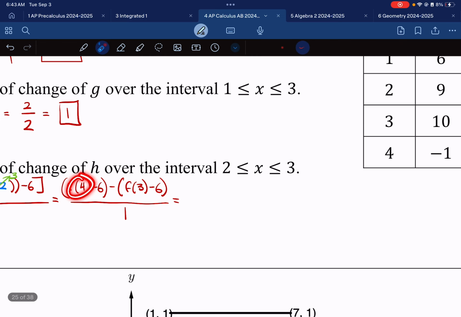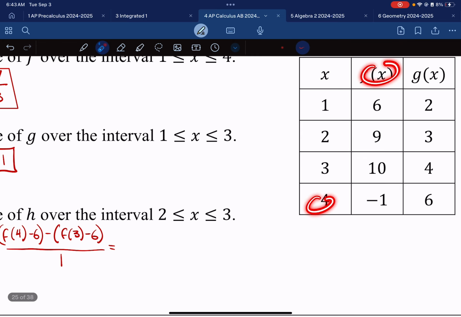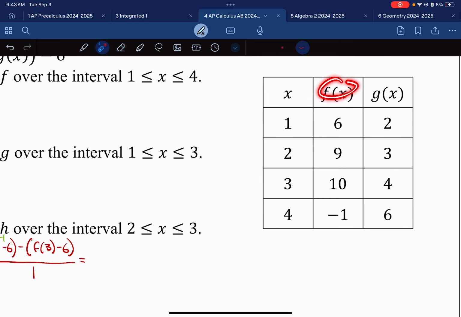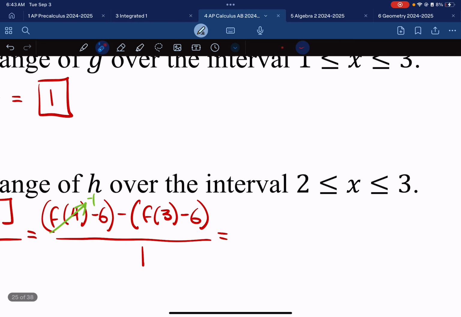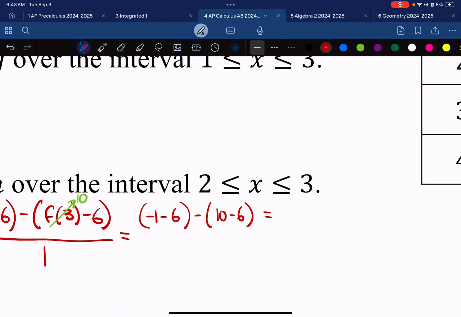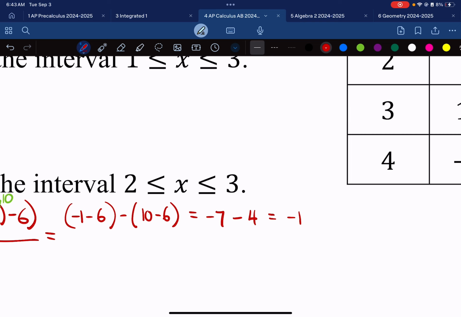Okay, now I need to figure out what is f of 4. So f of 4 comes here to -1. So this is going to be a -1. And then f of 3 is 10. So I come down here and say that this is going to be 10. So my new problem is going to be -1 minus 6 minus this 10 minus 6. And then again, I don't need any denominator, so I can just simplify this. -1 minus 6 is -7, minus, I'm just copying down the minus sign. And then 10 minus 6 is 4. So we can come down here and say 4. And -7 minus 4 is -11.